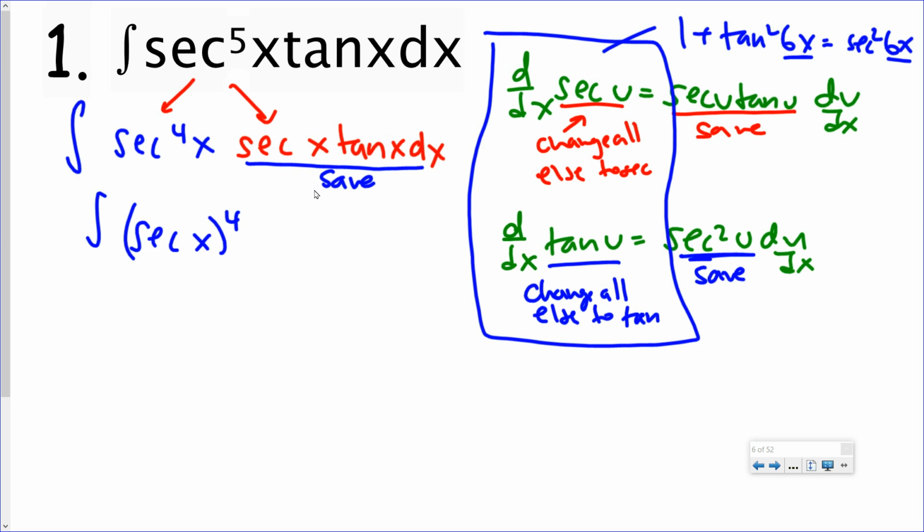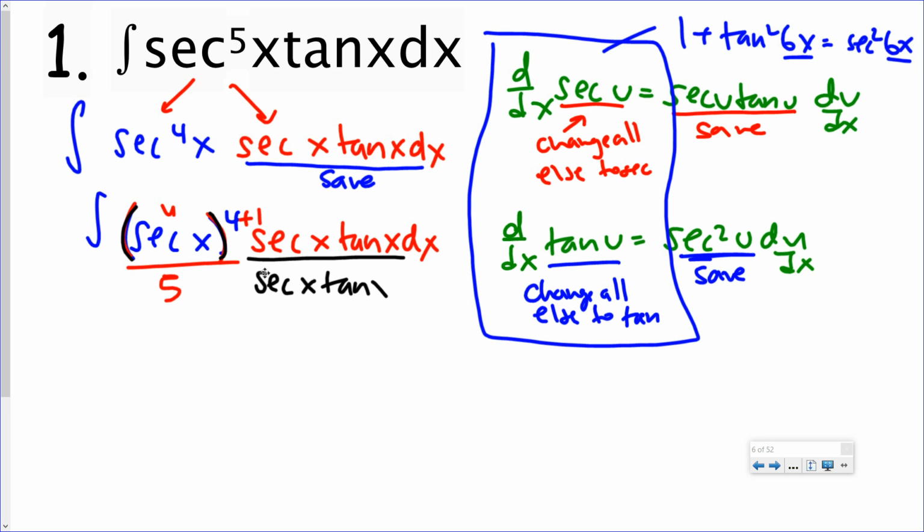I'm going to rewrite this because this is a lot easier for me to take the integral. So at this point, after I've distributed everything I can distribute, I go ahead and start integrating. I find my u. Whatever exponent is attached to my u, that's the exponent I'm going to work with. So I'm going to add 1 to the exponent, divide by the new exponent, and don't forget to divide by the derivative of your u. Well, if secant x is my u, what's the derivative of secant x? Secant x tangent x. And then, of course, times the derivative of x, but that's just 1.